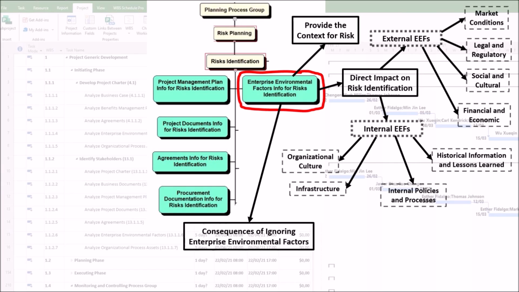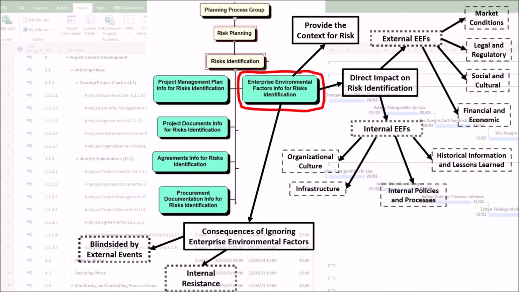3. The consequences of ignoring enterprise environmental factors in risk identification. If a project manager fails to adequately consider enterprise environmental factors, they are essentially flying blind and will likely miss critical risks as follows. First, blindsided by external events. A project could be derailed by a new regulation or a competitor's move that was predictable by analyzing the environment.